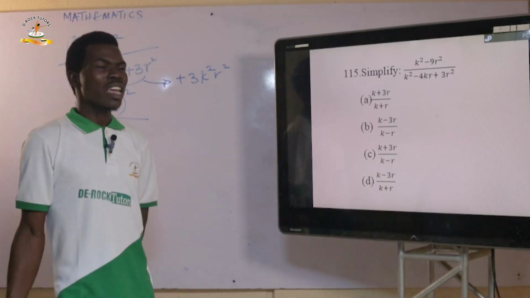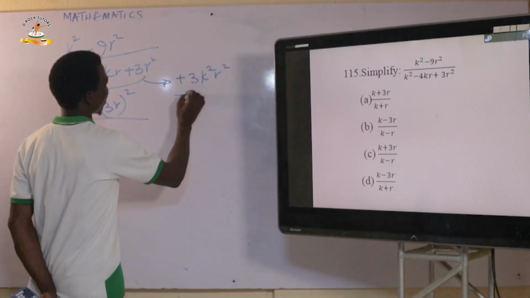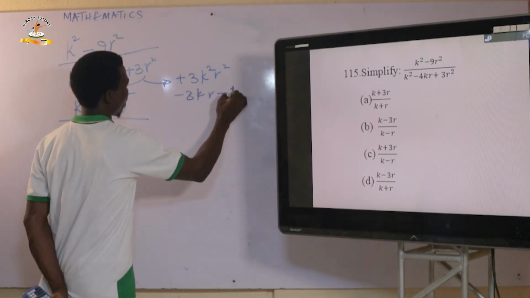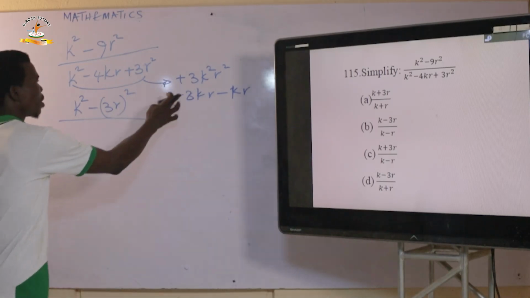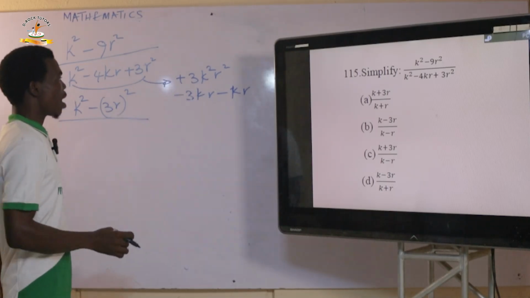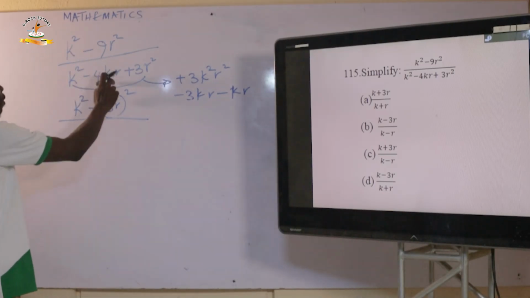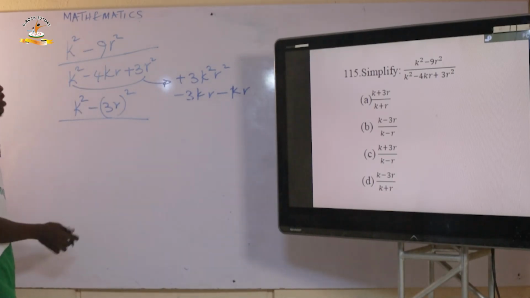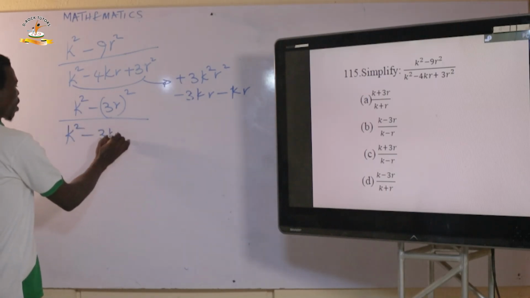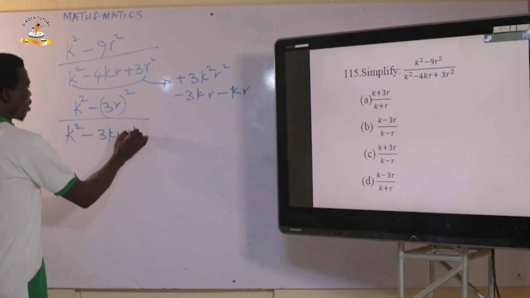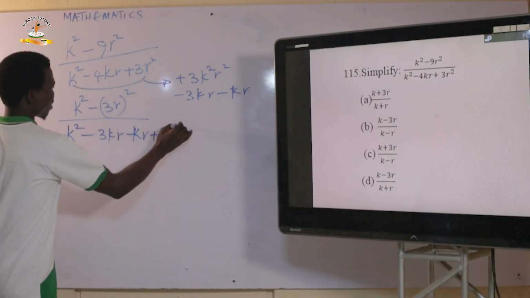And at a glance, it comes to you that it's going to be minus 3kr minus kr. If you multiply the two of them, it's going to give you 3k squared r squared. But when you add them together, it's going to give you minus 4kr. So I replace that down here. So this is going to be k squared minus 3kr minus kr, then plus 3r squared.